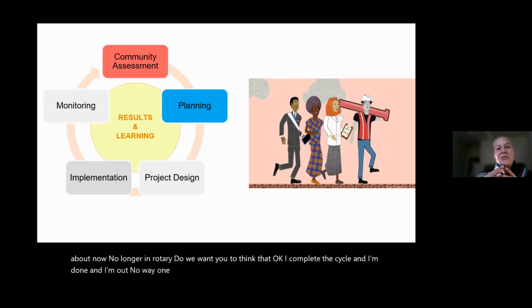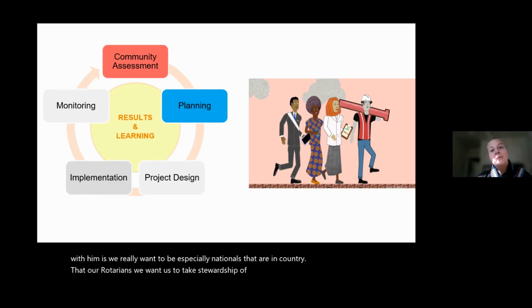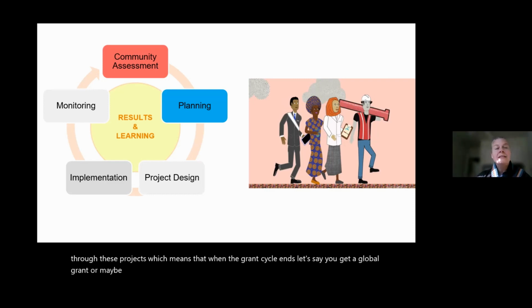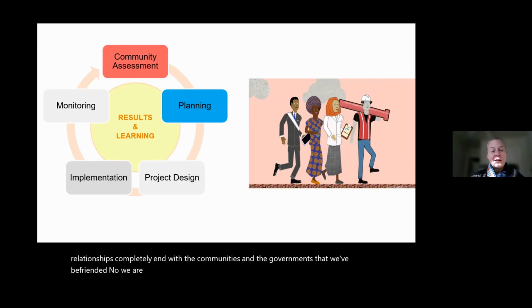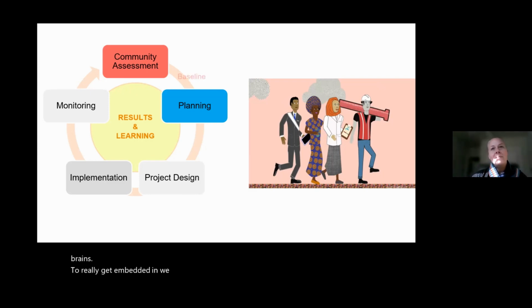One thing that Tony did emphasize, and I absolutely agree with him, is we really want to be, especially nationals that are in country that are Rotarians, we want us to take stewardship of the relationships that we've created through these projects, which means that when the grant cycle ends, let's say you get a global grant or maybe a programs of scale grant, when that grant cycle ends, does that mean that our relationships completely end with the communities and the governments that we've befriended? No, we are essentially part of the system. And that's what I would like our brains to really get embedded in. We are part of the system.